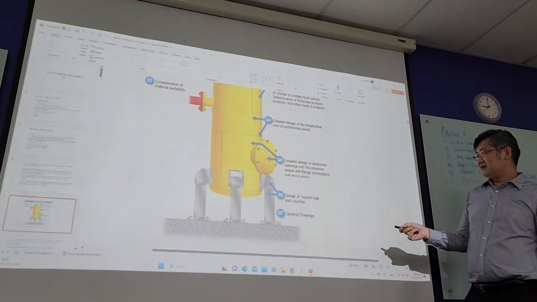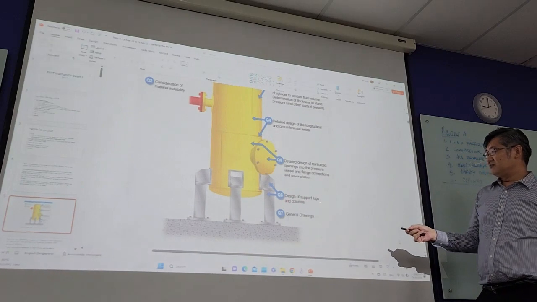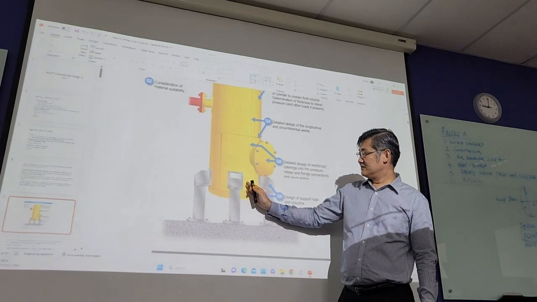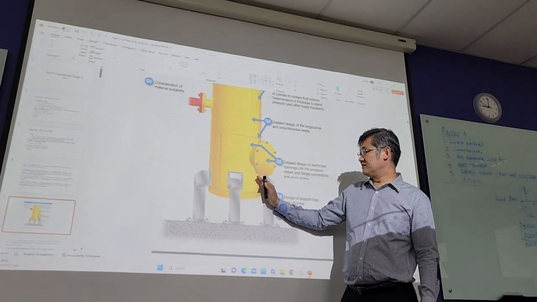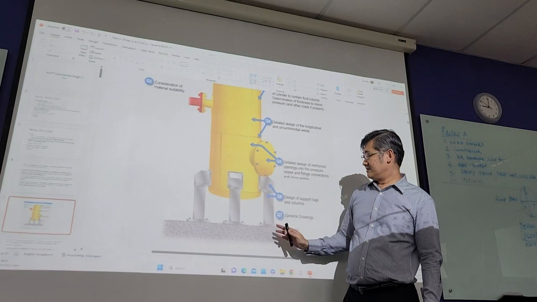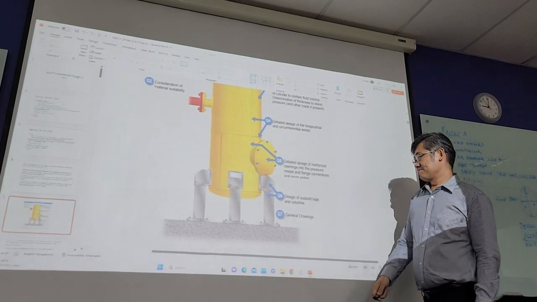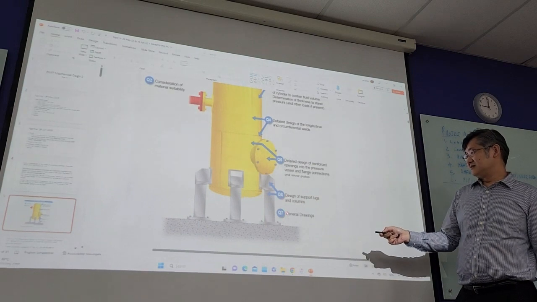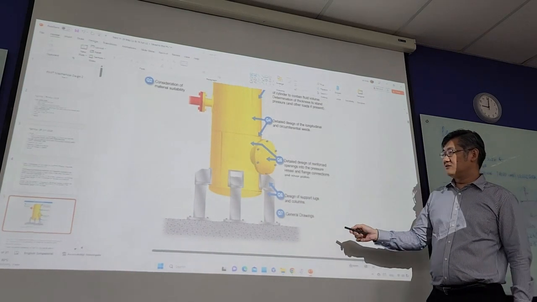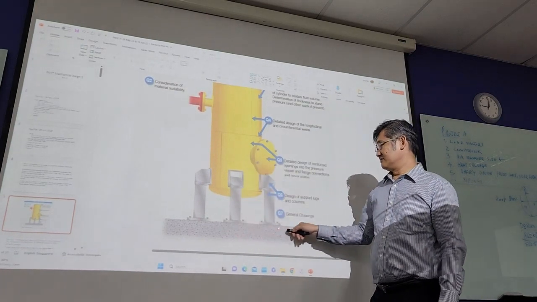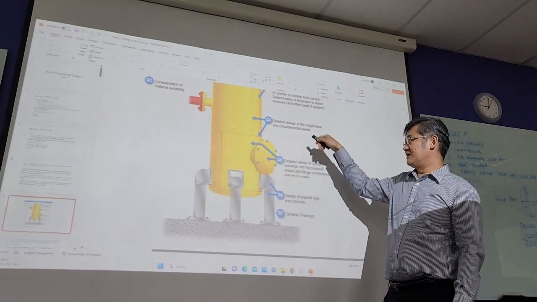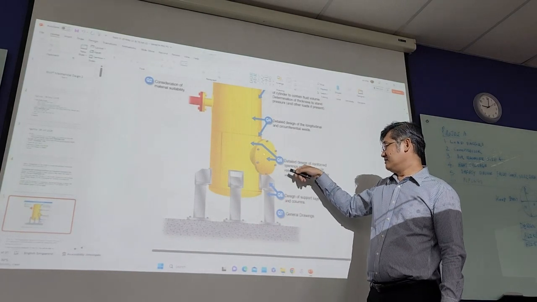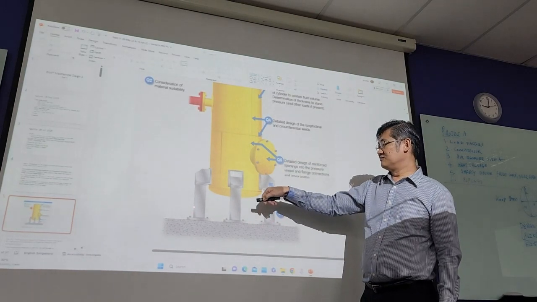Then after that, question 6, design of a support lug and column. This is a lug attached to the wall of the receiver. This is called the lug, and then the column. After that, general drawing. Draw the receiver that you design, with the cover, the lug, and the column.